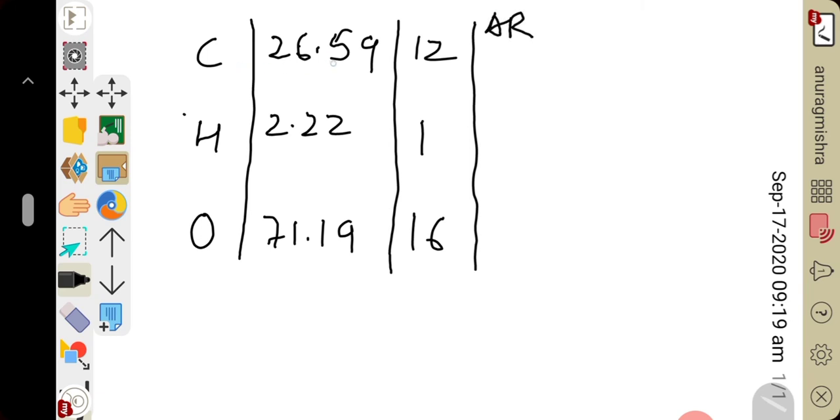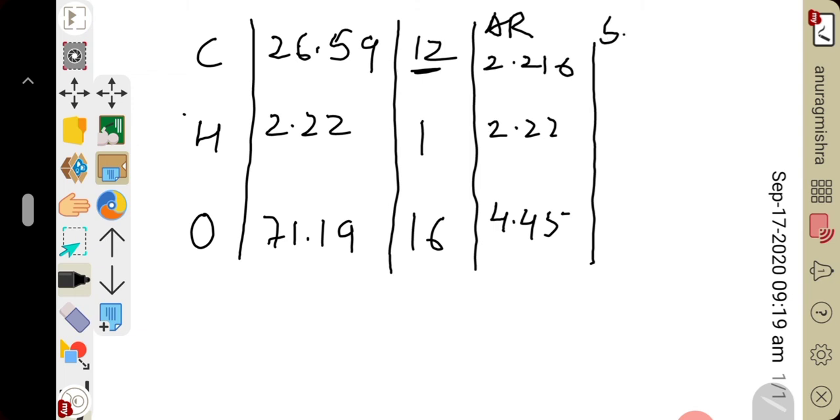Atomic ratio means percentage composition divided by atomic mass. So 26.59 by 12 gives approximately 2.216. You can do the division at home. For hydrogen, the atomic ratio will be 2.22. And for oxygen, it is 71.19 by 16, and the value will be approximately 4.45 after division. This I have already done; you can do it at home.